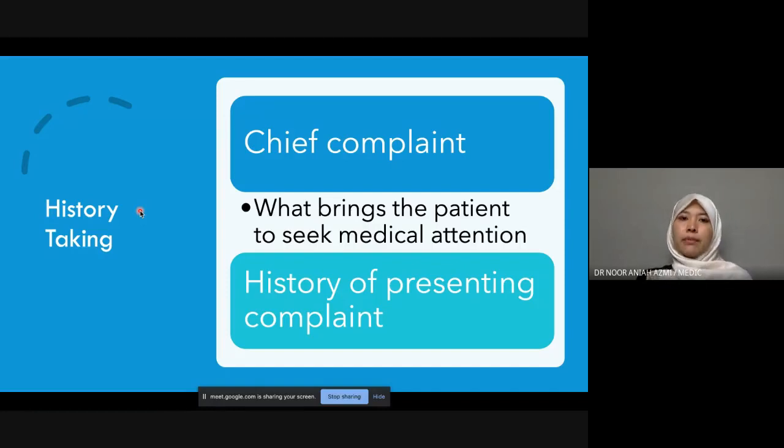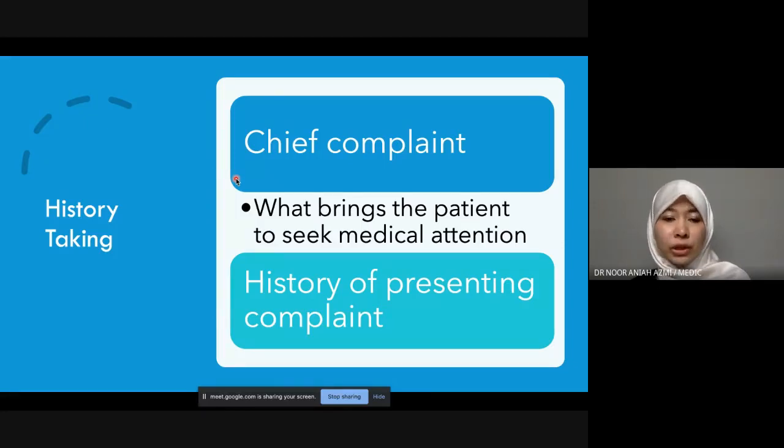You will be surprised that sometimes patients come with something unexpected. For example, the patient that I mentioned just now complained of headache. So that is the chief complaint. It's not the eye pain, because what brought her to the hospital was the headache. So that is the chief complaint.